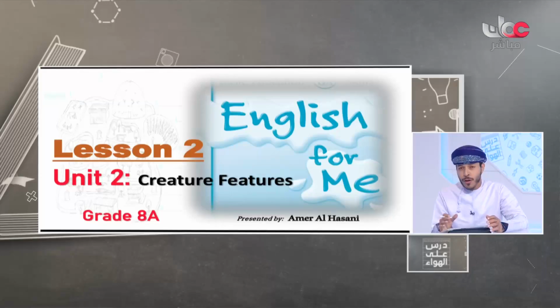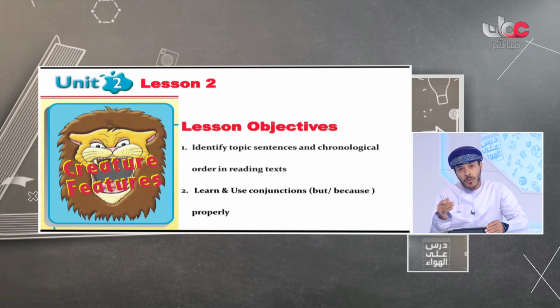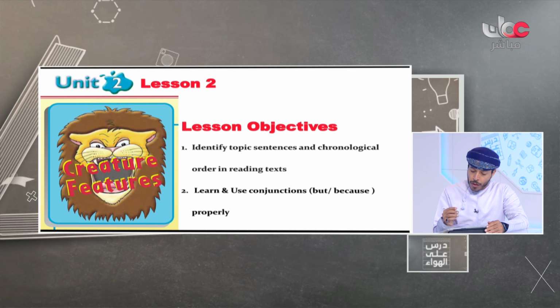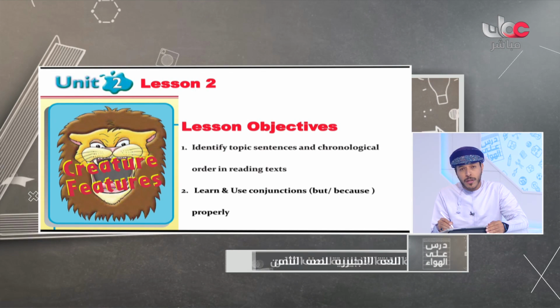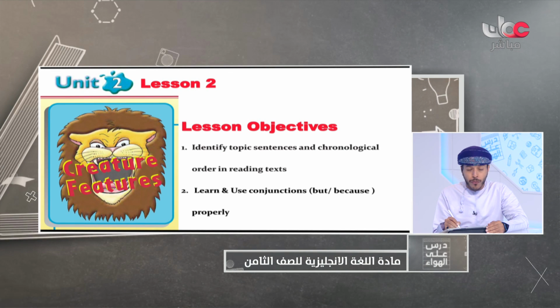In today's lesson we are going to continue on our previous lesson, which was lesson 1 about unit 2, which is about creatures. And we have talked already about different creatures, and today we are going to start a new lesson. The lesson objectives are to identify the topic sentences and the chronological order in different reading texts. Then students are expected to learn and use different conjunctions like but, because correctly. Okay, so now let's move on immediately to achieve the first objective, which is about the topic sentence.